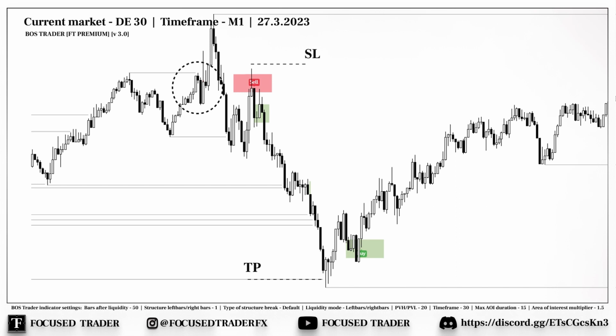The sellers had their say and the price moved down without a single major pullback. Our take profit was taken out. The risk-reward ratio of 1:3 brought us a profit of $750.